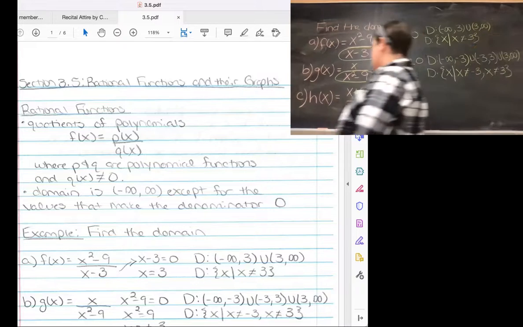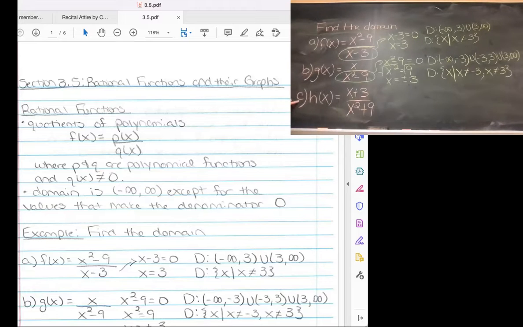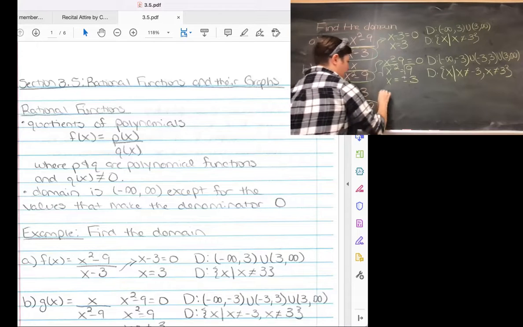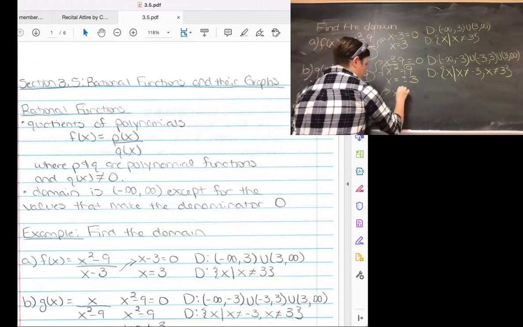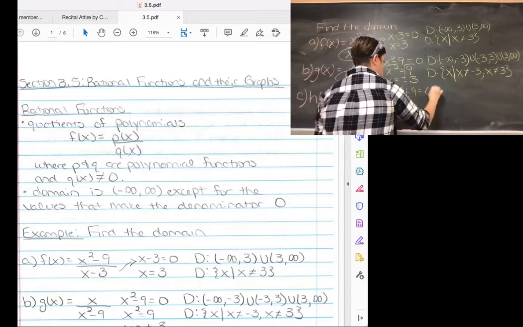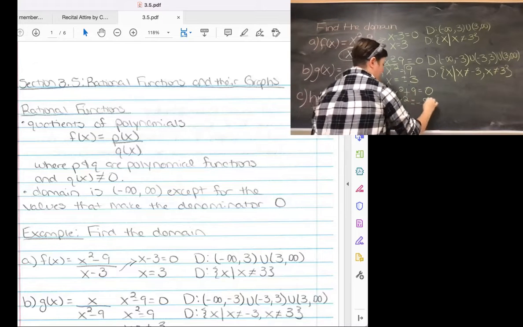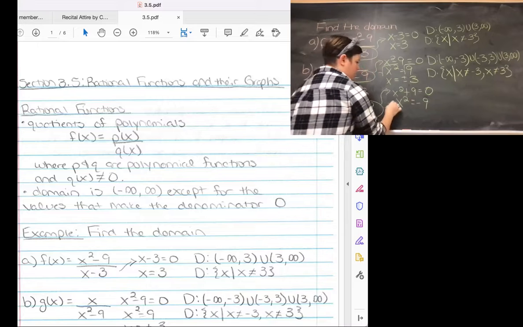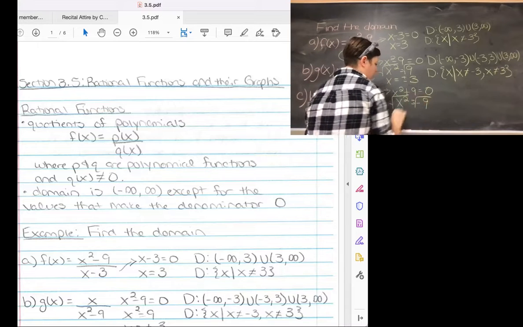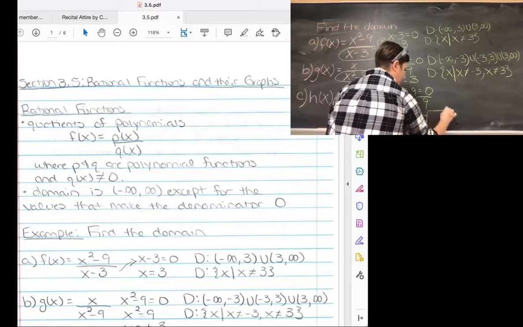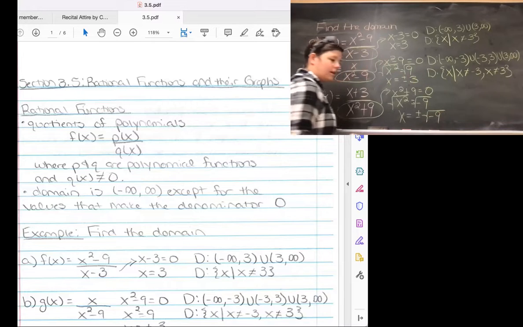All right, last example. We have c, which is h of x equals x plus 3 over x squared plus 9. To find the domain, I'm going to set the bottom, x squared plus 9, equal to 0. I'm going to subtract that 9 over. So I have x squared equals -9. To get rid of the square, I'm going to square root both sides. So I get x equals plus or minus the square root of -9.